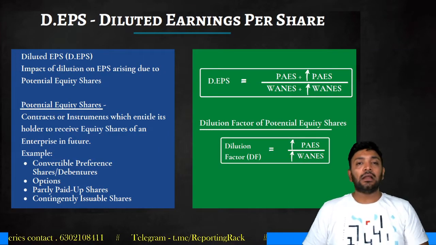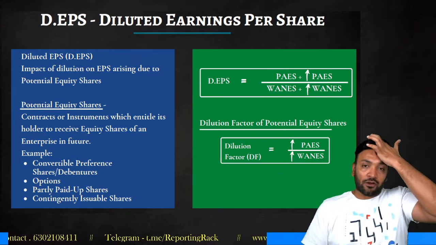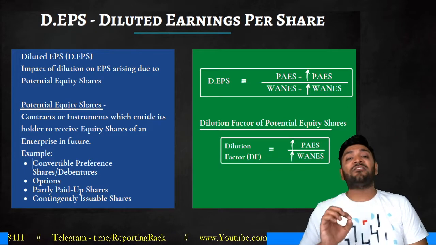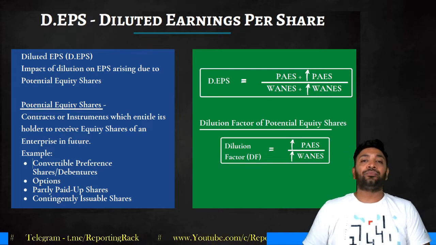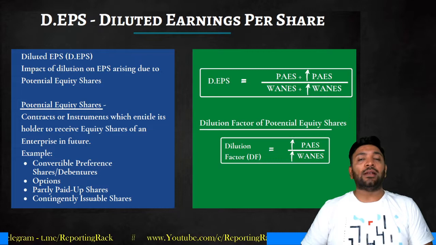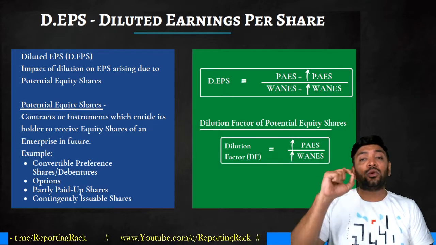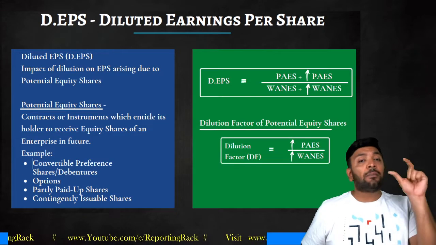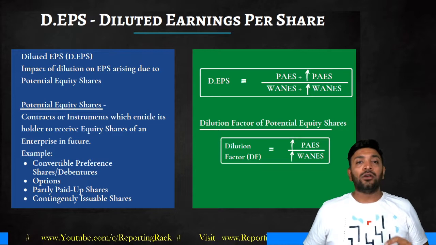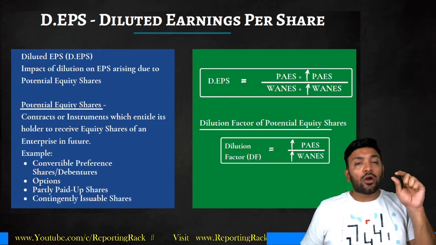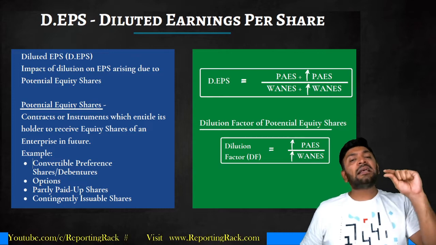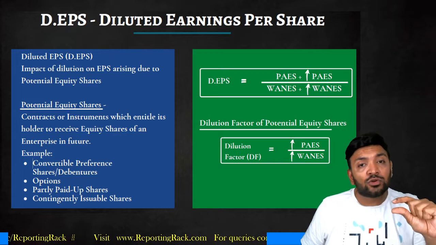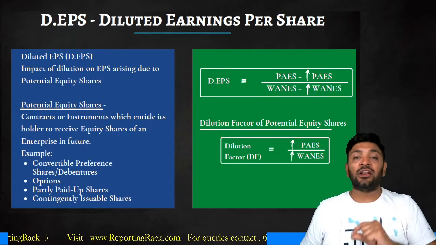Now, before I get into this concept of diluted EPS, I will introduce to you a small concept called the dilution factor of a potential equity share. I'm saying every potential equity share has a potential to dilute the EPS. This effect of dilution in the EPS is measured by something called the dilution factor. Dilution means reduction. So every potential equity share has the effect of reducing the EPS. To how much extent does the EPS reduce? This is computed by something called the dilution factor.